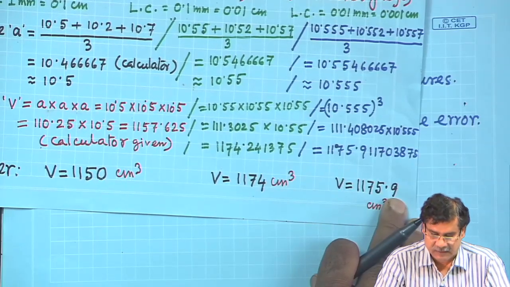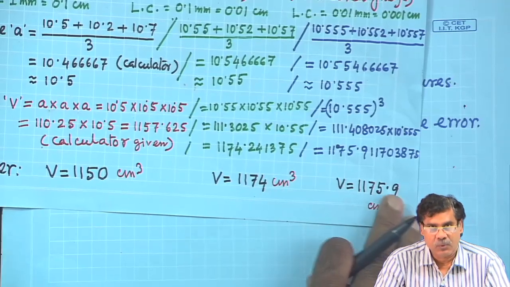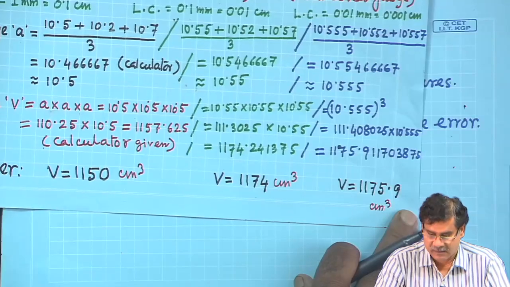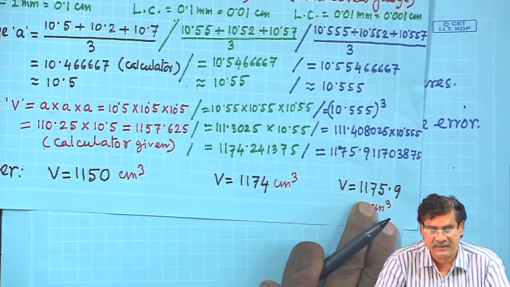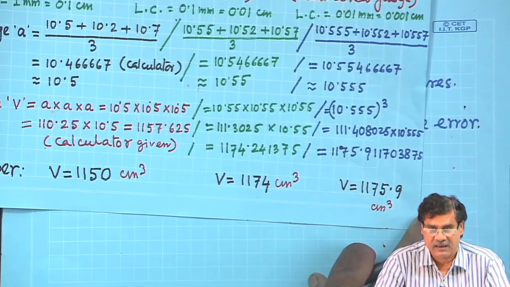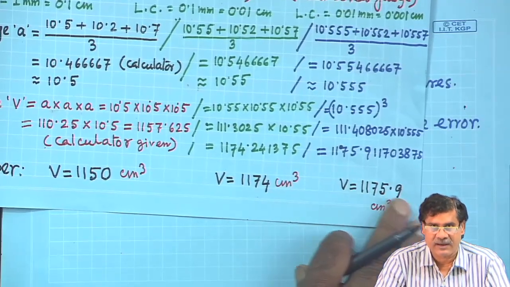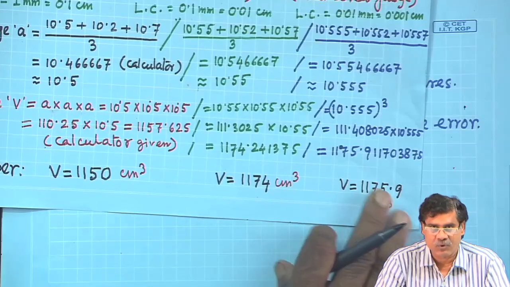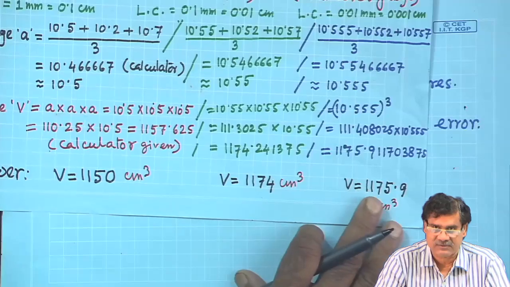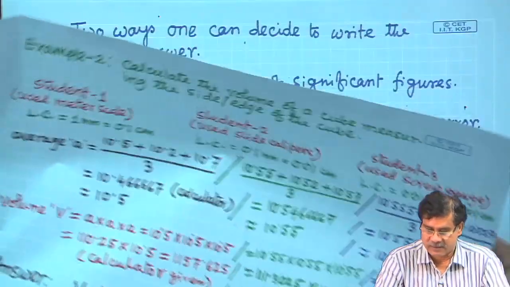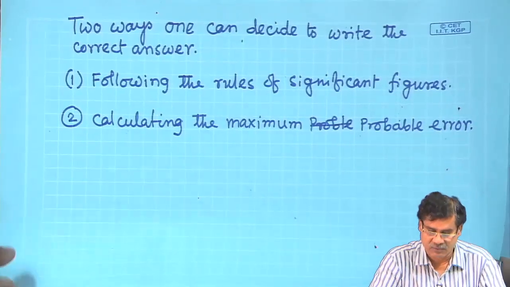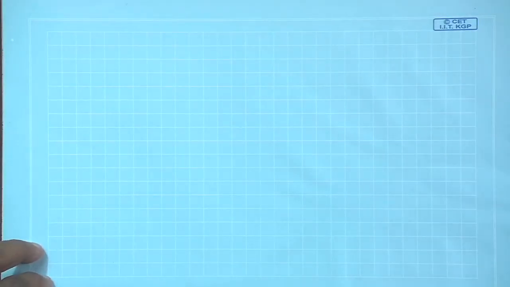To know exactly the amount of error in this volume, whatever we write, we write plus minus some error. To find that out, we have to calculate the most probable error, and we have to know how to calculate it. That is what I will discuss today: how to calculate the maximum probable error.